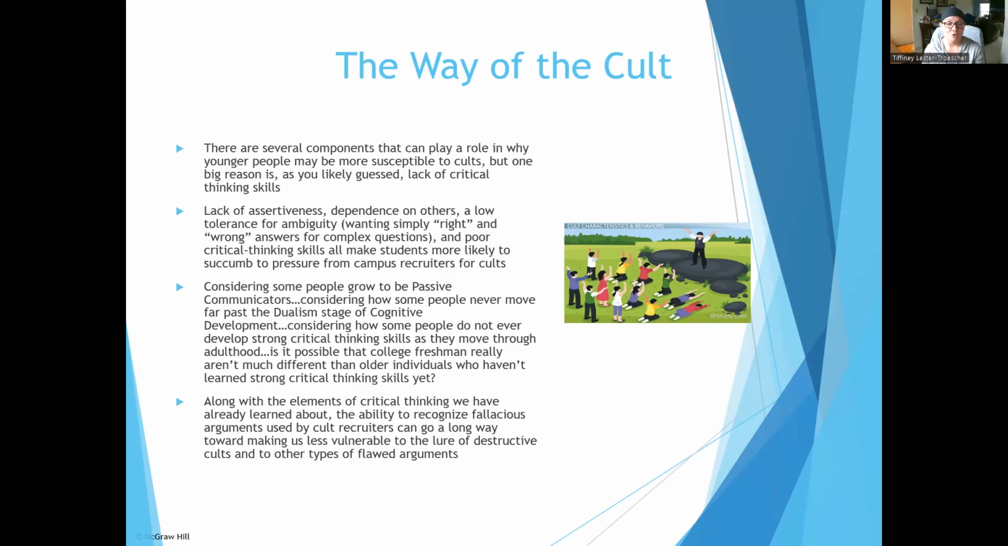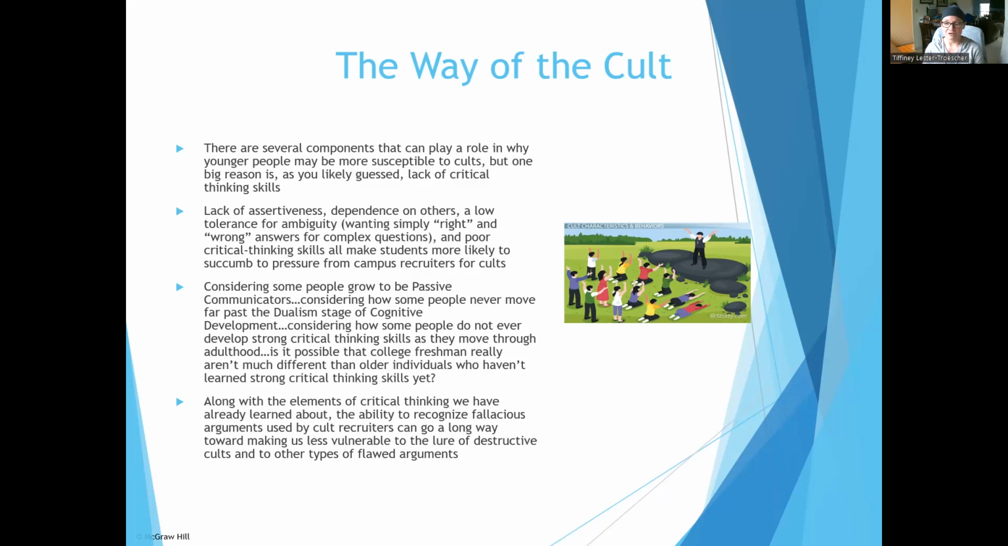There are several components that can play a role in why younger people may be more susceptible to cults. But one big reason is, of course, a lack of critical thinking skills. We've already kind of determined those cognitive stages, right? And if all goes well, we move through those cognitive stages, and by the time we're a little older, our critical thinking skills are stronger. Sadly, in today's world, that doesn't always happen, and some of us are kind of stuck in either the first stage or the second stage. But certainly, we can see why younger people are more susceptible to these things, because of age and experience and knowledge. They're just learning critical thinking skills. It's not really their fault.